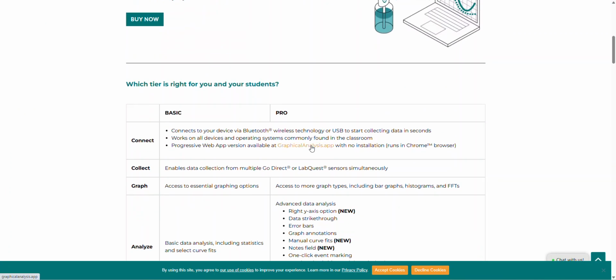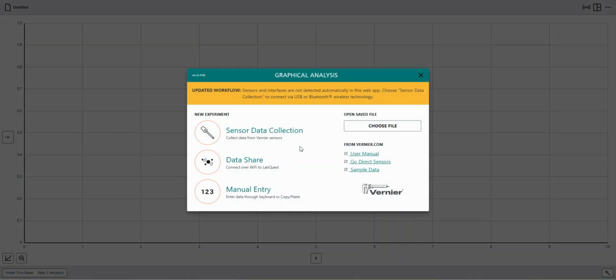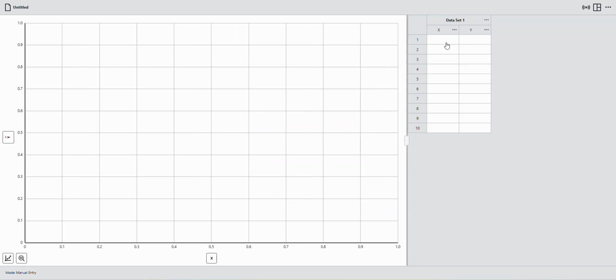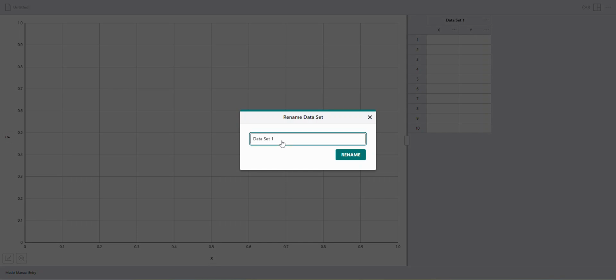So you can get the Graphical Analysis app that doesn't need installation, and it's going to be running in Chrome browser. When you click on it, you will select manual entry, and then let's say that we're going to have a graph of force versus acceleration. Okay, so I can rename the data set. Instead of data set 1, I will call this force versus acceleration.